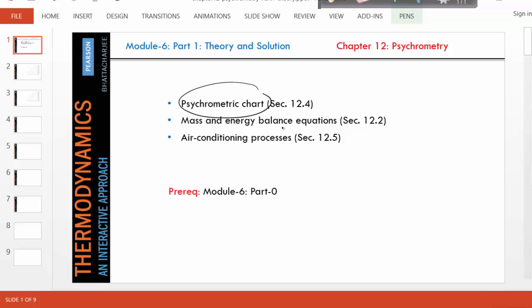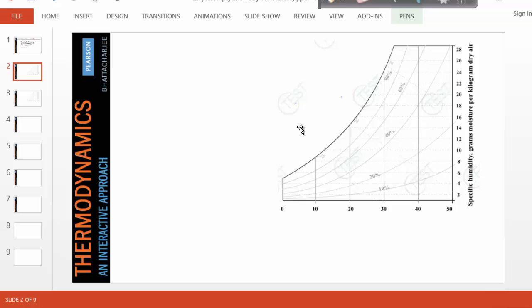We'll develop mass and energy equations, which are discussed in section 12.2 in your textbook, and along that line we'll discuss psychrometric processes. We'll have a separate module where we'll solve some problems with these concepts we are going to discuss now. So let's start with the psychrometric chart.